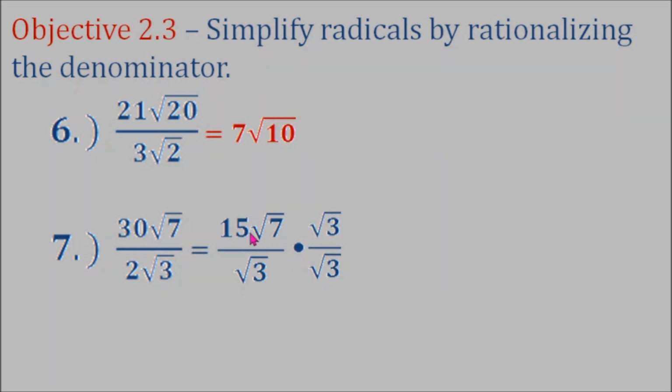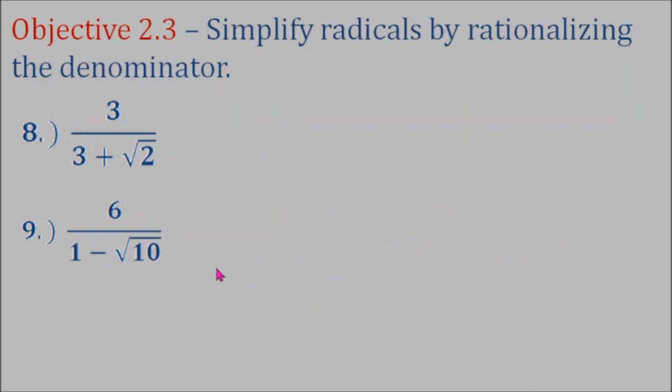15 square root of 7 times square root of 3 equals 15 square root of 21. While square root of 3 times square root of 3 is just 3. Why? Because square root of 3 times square root of 3 equals square root of 9, and square root of 9 is 3. Furthermore, we can divide 15 by 3. So our final answer here is 5 square root of 21.